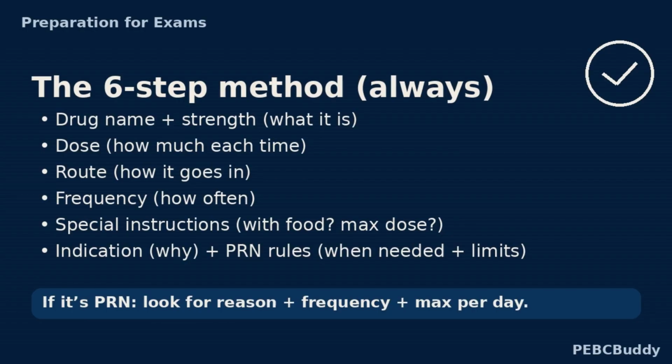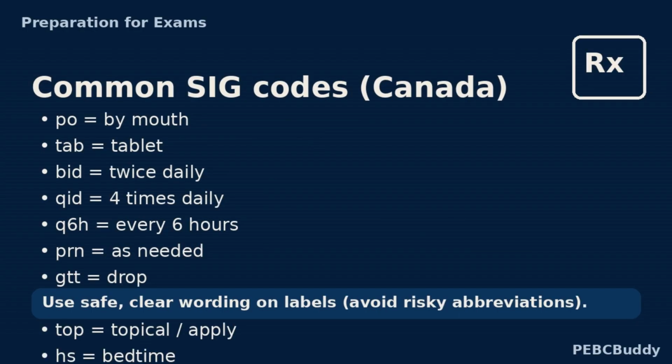Fifth, special instructions with food, bedtime, shake well, or max dose. And sixth, indication plus PRN rules, why they're taking it, when needed, and what the limit is. This one is huge for exam questions because PRN directions can hide the most important safety detail, the maximum per day. Now let's hit the common SIG codes you'll see all the time in Canada.